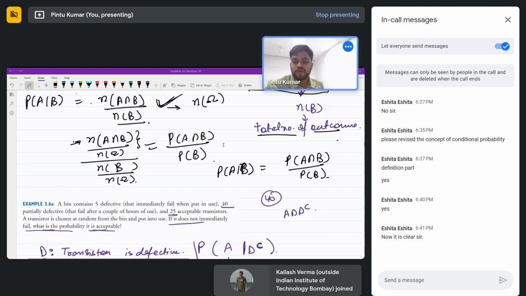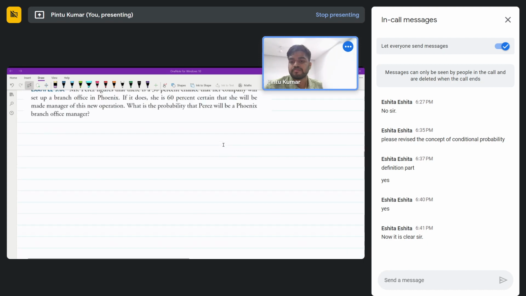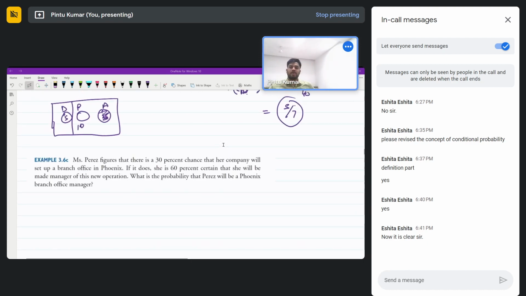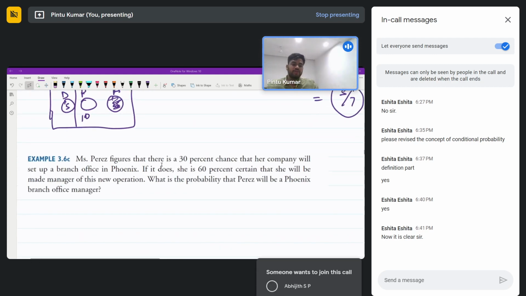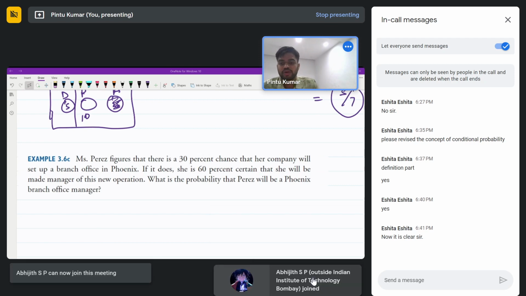Okay, let's see if there are some more questions on this. I will zoom out the question and give you 2-3 minutes to solve. Just try solving the question so that it is clearer to you all. Then I'll solve the question.